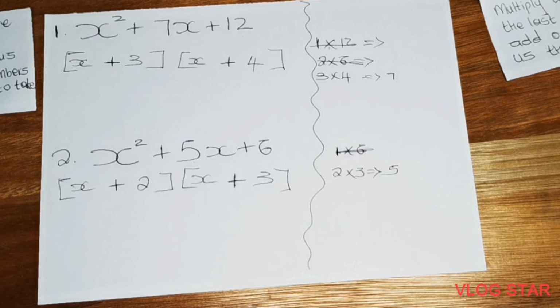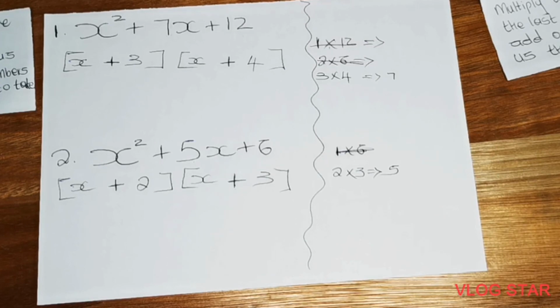So that is it. That's all for the first type of factorizing of trinomials. Catch you in the next video where we'll be dealing with the middle term being negative.